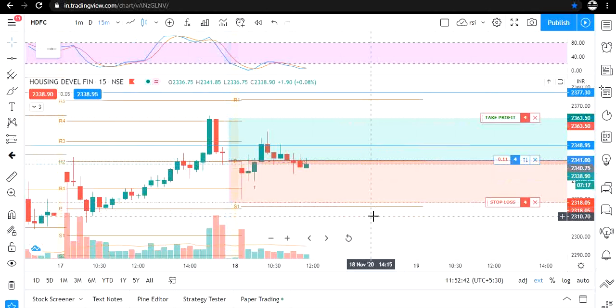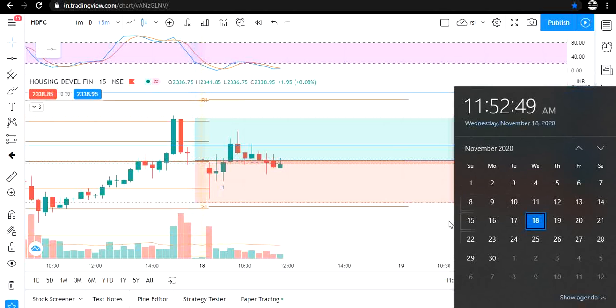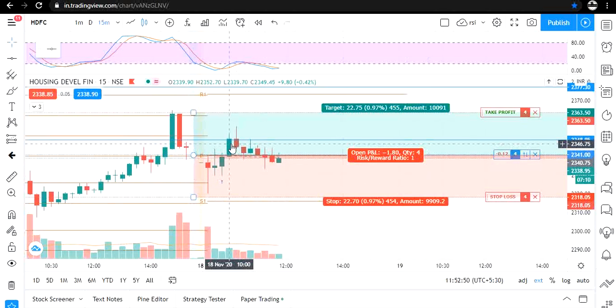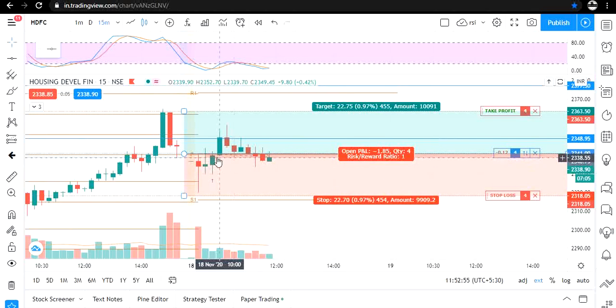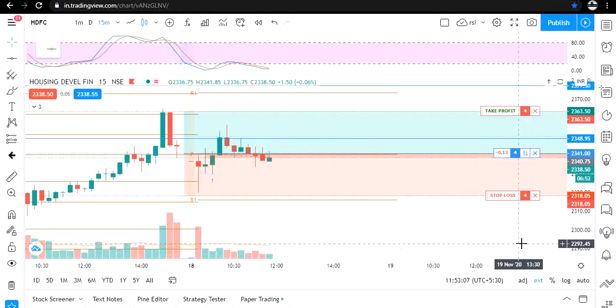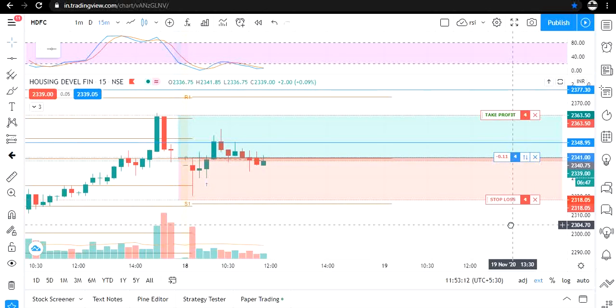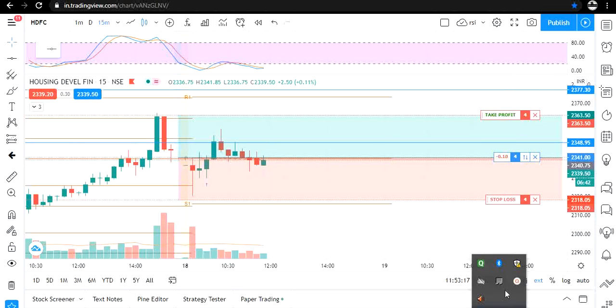So traders, here's a quick update. It's now 11:52 AM, and you can see the market is now showing consolidation here, and it first tried to go towards the target. Here it made a good high, but after that the market reversed from there, and it is now spending time near our cost price. So traders, we will wait till market closing, and let's see which one gets triggered, our target or stop loss. I will update you.